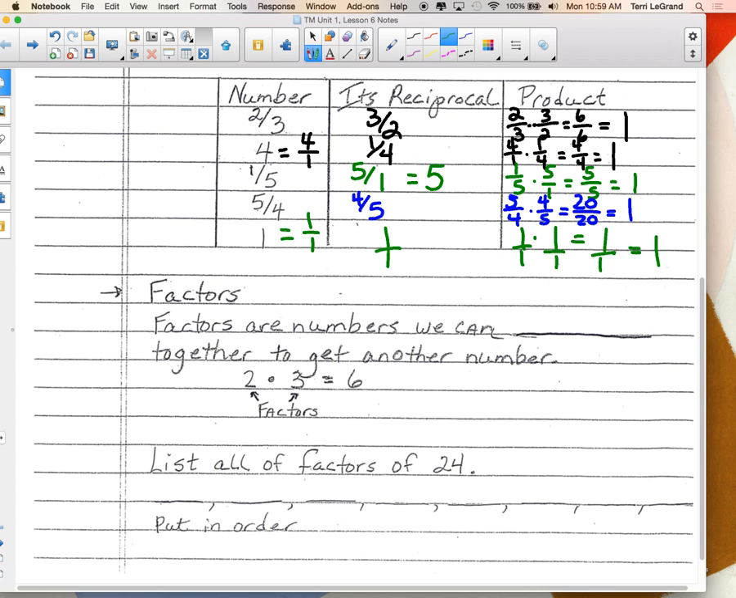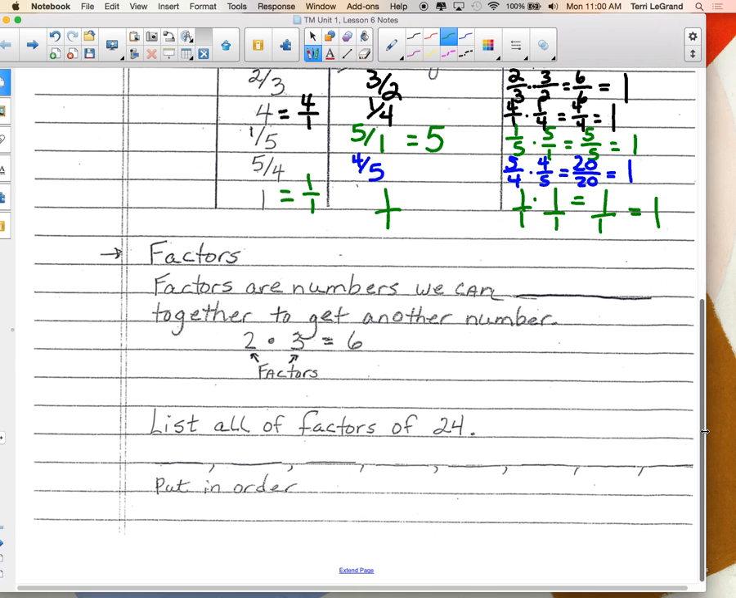1 is the only number that is its own reciprocal. And then there's only one number that does not have a reciprocal. Want to take a guess at what the only number is that does not have a reciprocal? 0. 0 is the only number that does not have one, because would you be able to multiply anything times 0 that would give you 1? Do you think of anything that you could multiply times 0 and you would have 1? No, so 0 does not have a reciprocal.